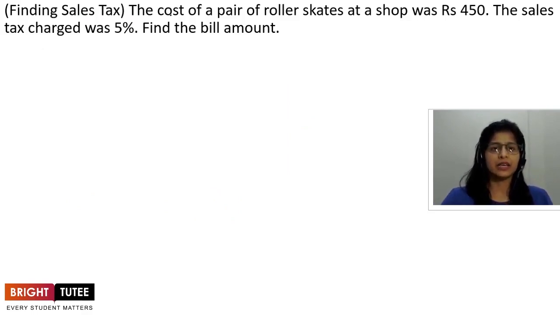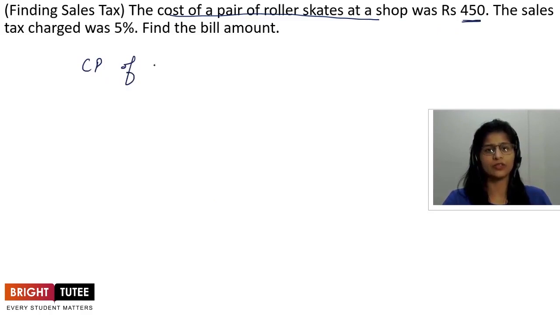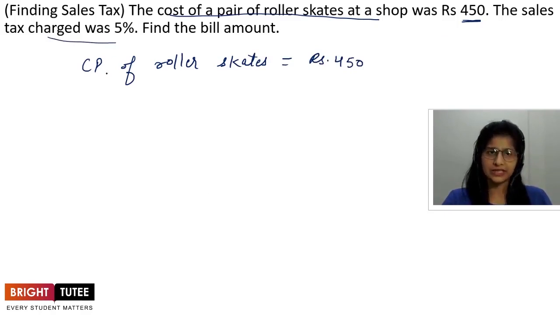It says the cost of a pair of roller skates at a shop was rupees 450. Right, this is the cost price. So I'll write cost price of roller skates. How much is it given? It is given as rupees 450. Now the sales tax charged was 5%. So sales tax that is charged is 5%. Okay, and the cost is 450. That means they are going to sell it for rupees 450.